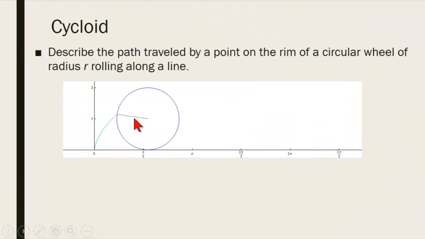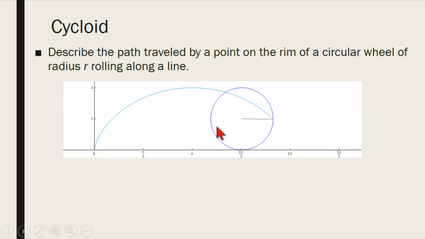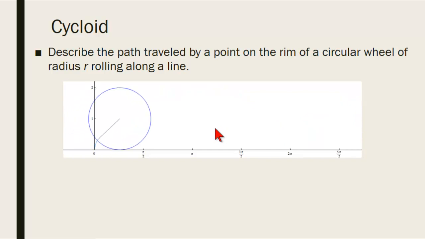The radius here is 1 in this picture. And you can see that overall the fly is moving forward, but because it's on the rim of the circle that's going around, it follows this arc shape curve, which is called a cycloid. There it goes again.